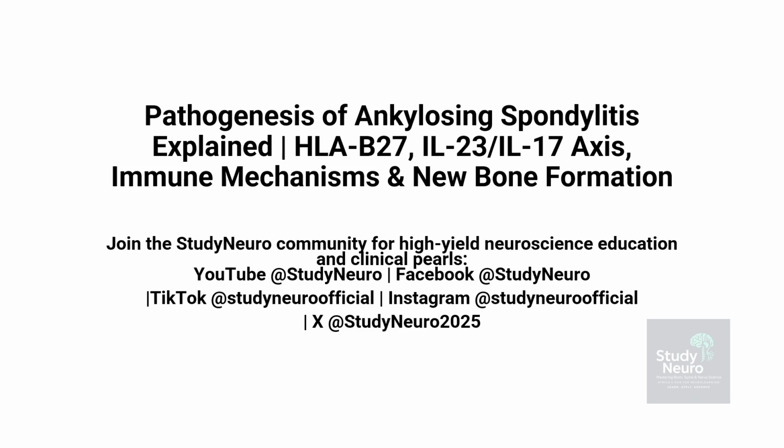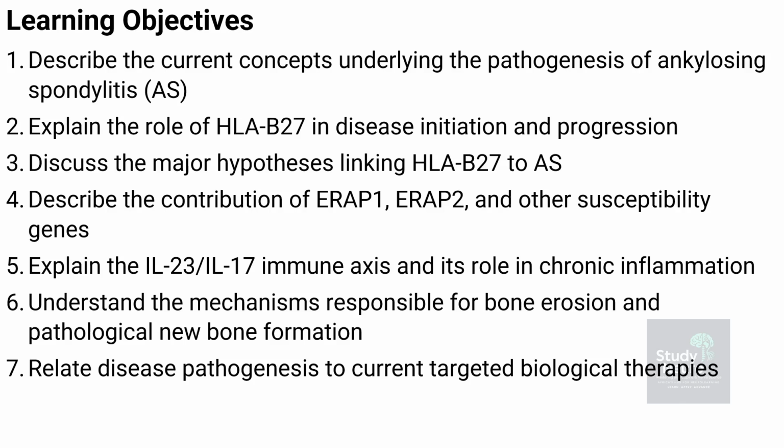In this session, we will examine the current understanding of disease pathogenesis, beginning with the role of the human leukocyte antigen B27 gene and other genetic risk factors, before exploring the major theories that link these genes to disease development. We will also discuss the interleukin 23 and interleukin 17 immune pathway, explain how chronic inflammation drives both bone erosion and abnormal new bone formation, and connect these mechanisms to the biological therapies that have transformed patient care.